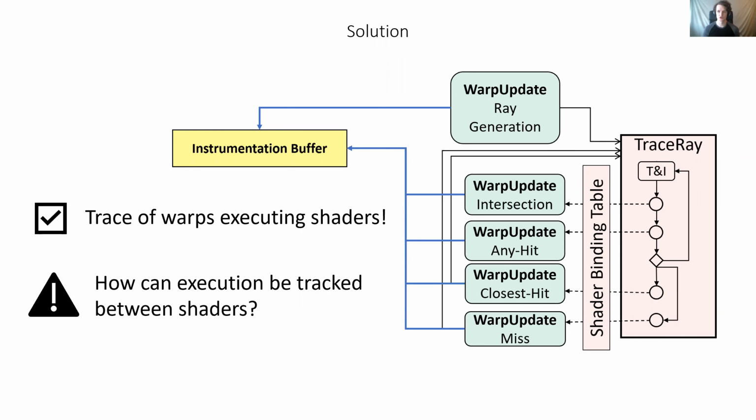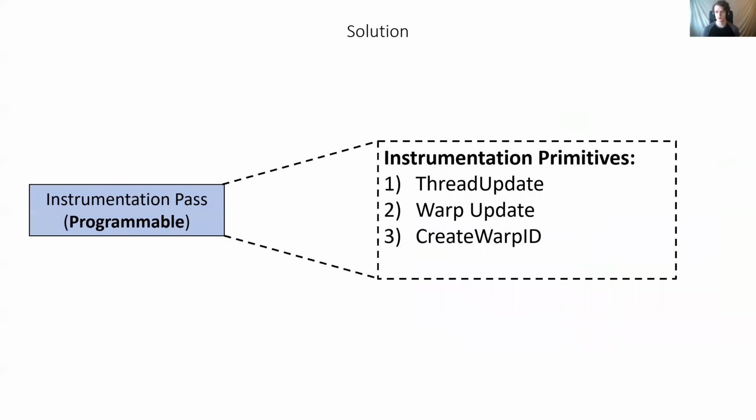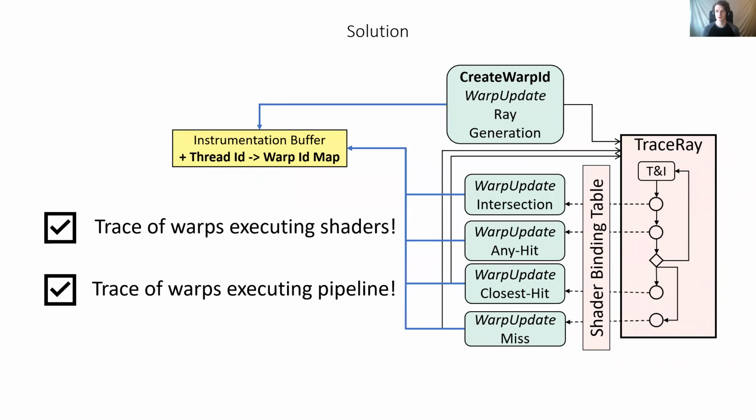So to do that, we need to be able to track the warp execution between shaders, not just track it within a shader. So that's the next problem we need to solve. To do that, we come up with the notion of a unique warp ID, and the primitive that creates that is the create warp ID primitive. So now we add that in addition to the warp update primitives to our pipeline at the beginning of the ray generation shader. And the way this operates is all threads that execute create warp ID will decide on an ID for the warp that they belong to, and then write their ID and that agreed upon ID to the instrumentation buffer.